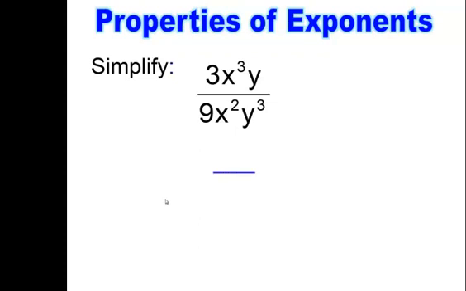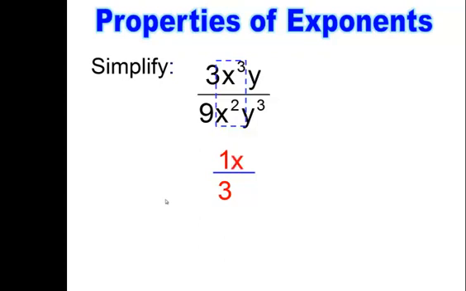I like to write that line and do it piece by piece. So I'm looking at that 3/9, and that's just reducing a fraction. So I end up with 1/3. Then I look at the next piece, the higher exponent's on top. I subtract, and it's going to stay on top.